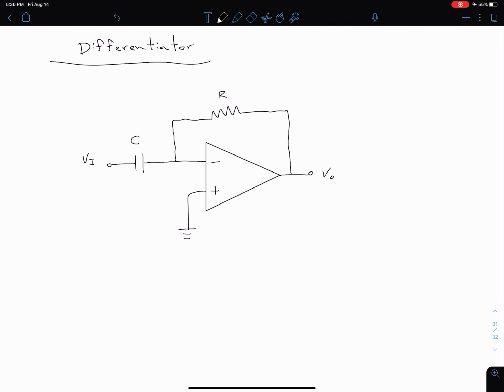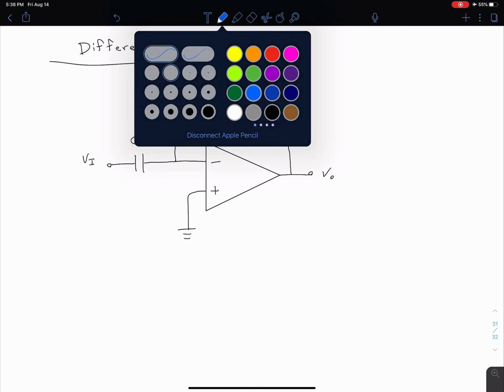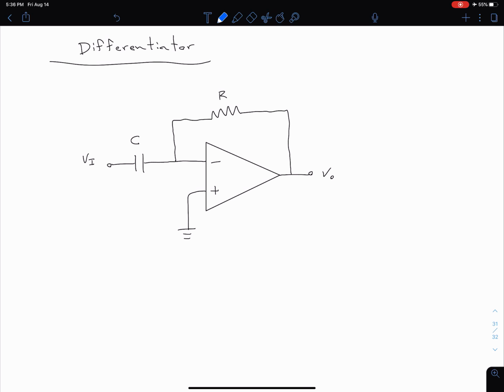So the next type of configuration we're going to look at is a differentiator. And so we see the differentiator is actually just the integrator where we've switched the positions of our resistor and capacitor. So overall, same general components. So let's go ahead and analyze this, starting with our ideal op-amp properties.